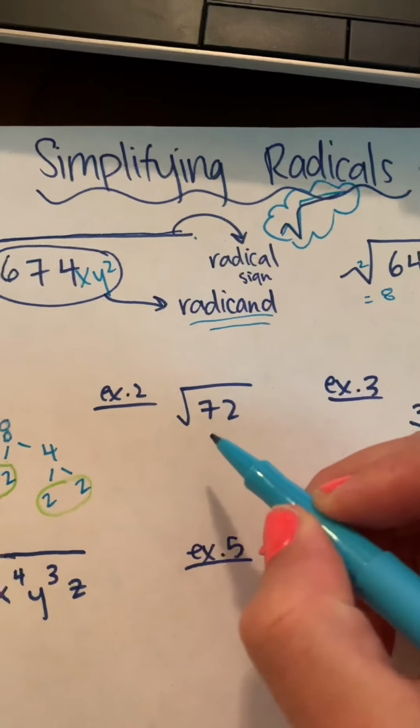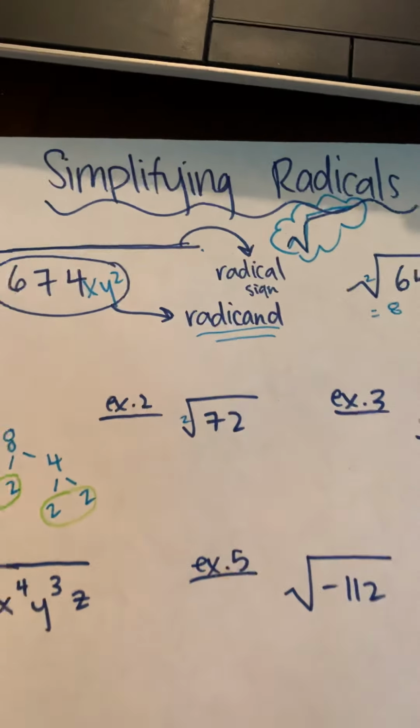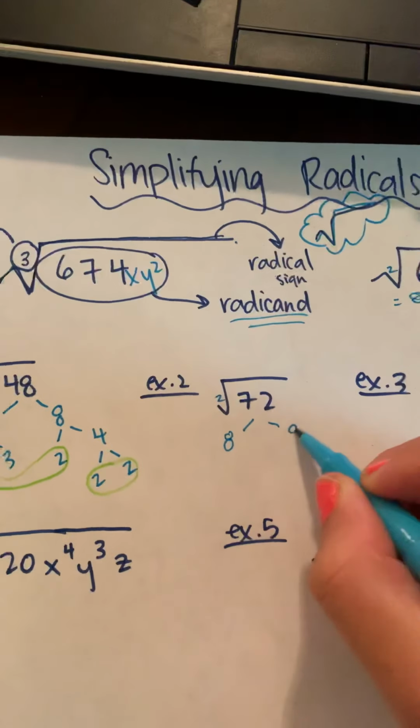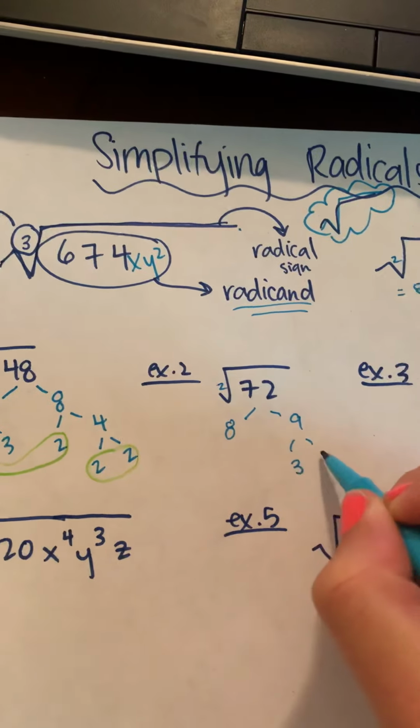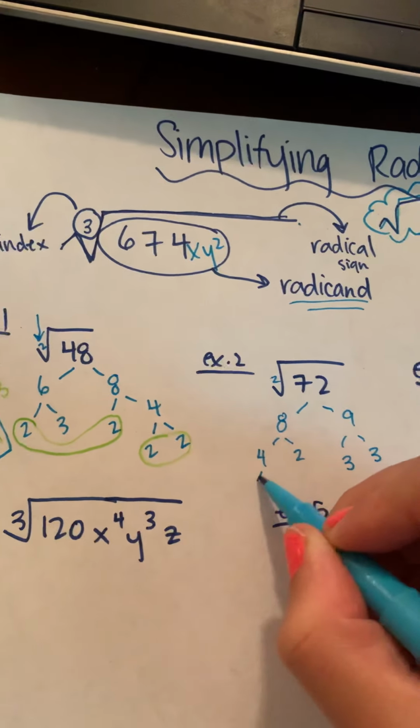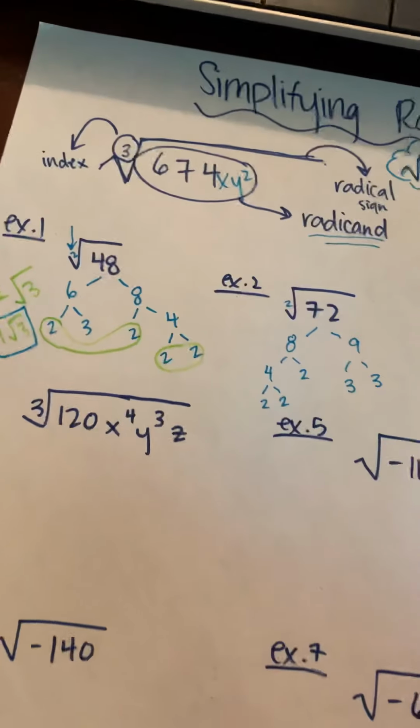This index, when there's nothing written, there's a 2 right there. When you break down 72 any way that you know how, so I'm going to do 8 and 9. The 9 is 3 and 3. 8 is 4 and 2. I can break down 4 further, 2 and 2.